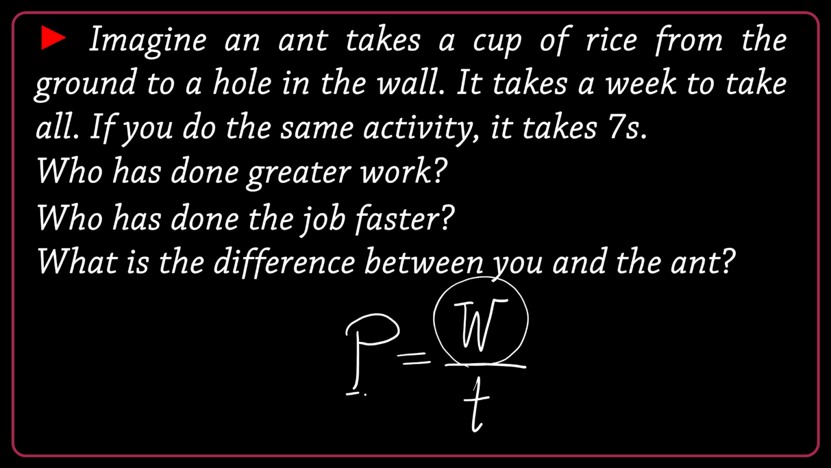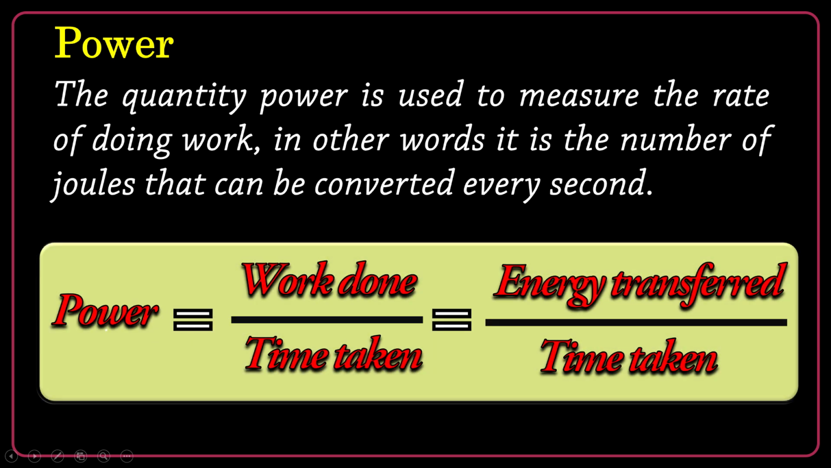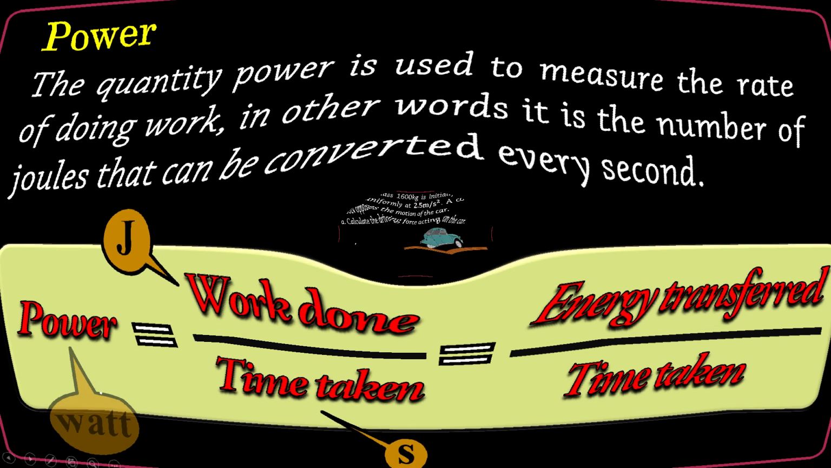It's called power. The rate of doing work: the total work done or the energy consumed divided by the total time taken. It's measured in joules per second, which is also called watts. So the quantity power is used to measure the rate of doing work. In other words, it is the number of joules that can be converted every second. So let's define it as the work done per the time taken, or energy transferred per time taken. It's measured in SI units in joules per second, which is watts.